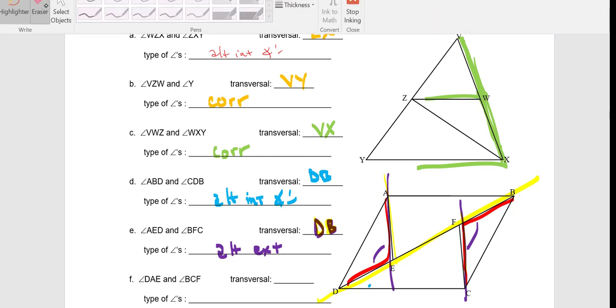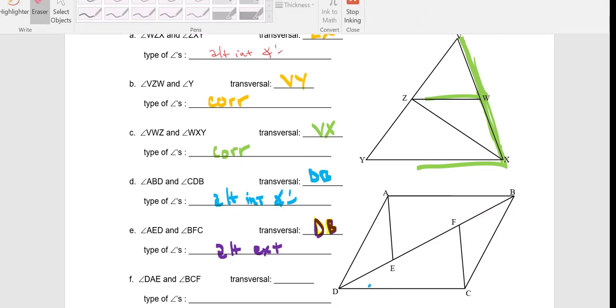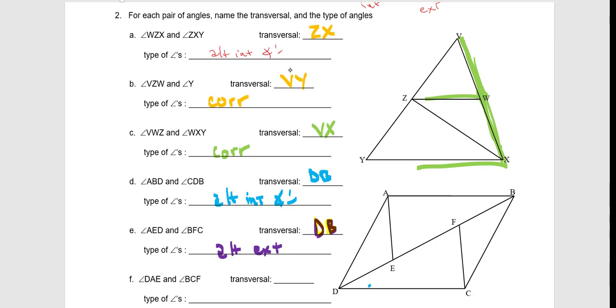And then the last one here, let's take a look at this. So we're looking at DAE right here, and BCF is right here. Hopefully you can see that there is no line that is shared between those two angles. So there is no transversal, and there is really no situation here going on. Okay? So that was a little bit of a trick question. Let's jump to the next page here.